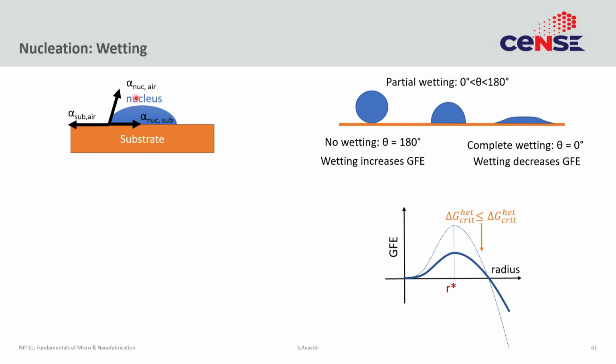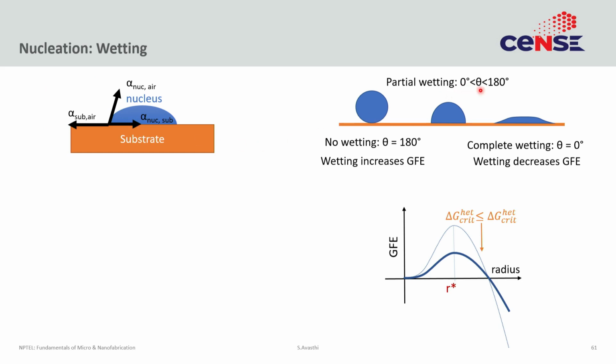And under equilibrium, all these three things balance, and they balance at a certain angle which is called theta, the contact angle. At that contact angle these three forces balance, and that is what decides the shape of the nucleus, right.